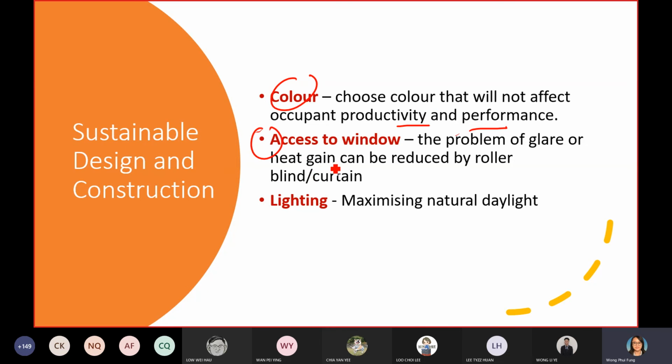Window, access to window. The problem of glare or heat gain can be reduced by roller blinds and curtains. Window is very important. Since the MCO, people started to realize that access to a window is a very, very good thing, because you cannot go out. Imagine you stay in a house with no window, with no balcony. I think sooner or later you will go crazy, you will develop mental problems. So sometimes after a day of work, let's say you have a lot of assignments, FYP, and the midterm tests are very difficult, you start to feel very stressed, isn't it?